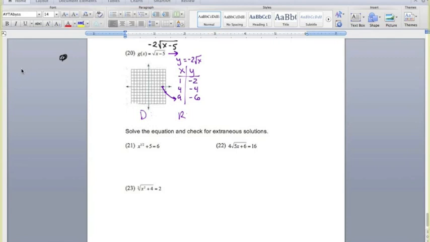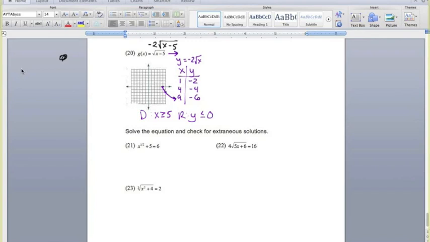Domain and range. Domain deals with x, range deals with y. Where does x begin for this graph? 5, and gets bigger from there because it's pointing out to the right. Where does y begin for this graph? 0, and does it get bigger or smaller? Smaller, so y is less than or equal to 0.